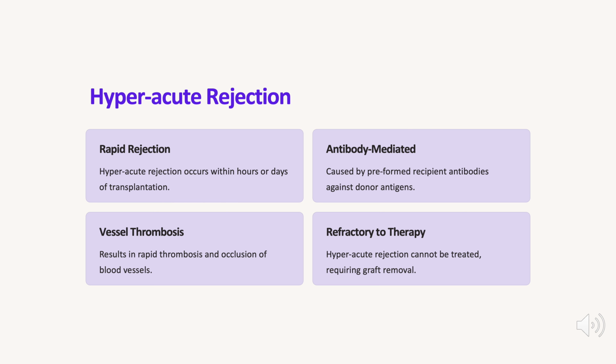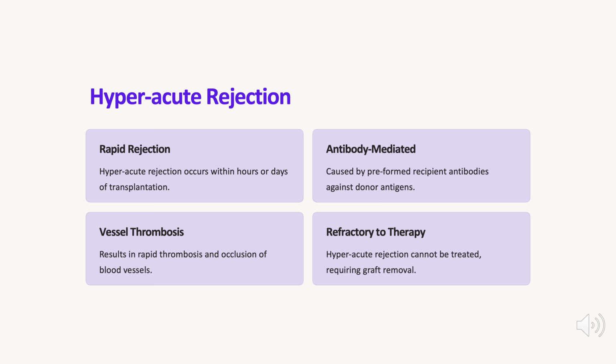Hyperacute rejection is a rapid and severe form of rejection that occurs shortly after transplantation. Here are some key points. 1. Swift onset. Hyperacute rejection typically occurs within hours or days of transplantation, making it one of the earliest forms of rejection to manifest.